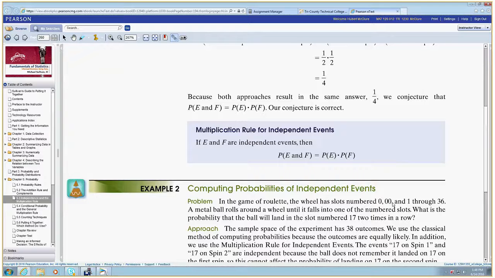Now, can you take the 17 off the roulette table after you hit it? No. So are you going to do with replacement or without replacement? It's with replacement. The 17 stays on the wheel. Context, reading, thinking. The math is not hard at all.